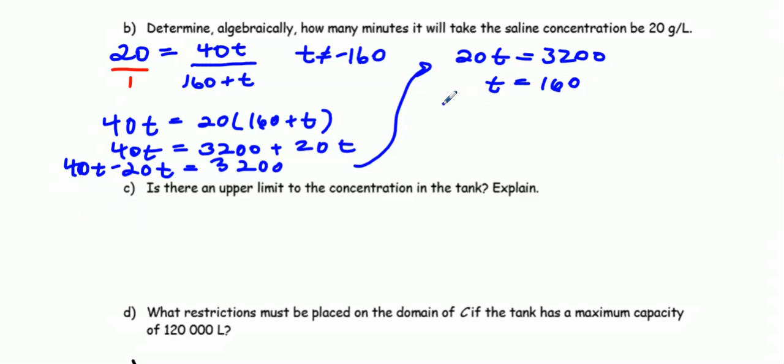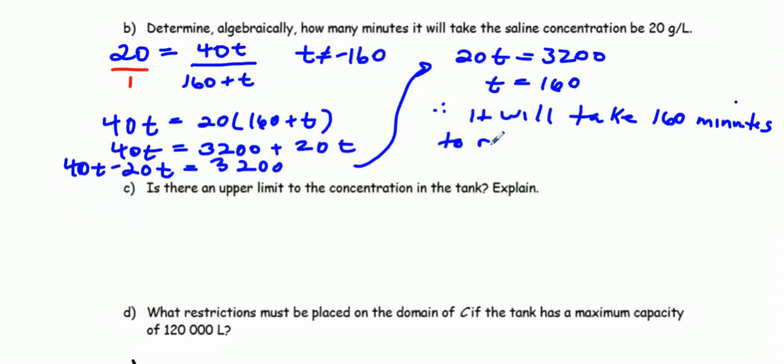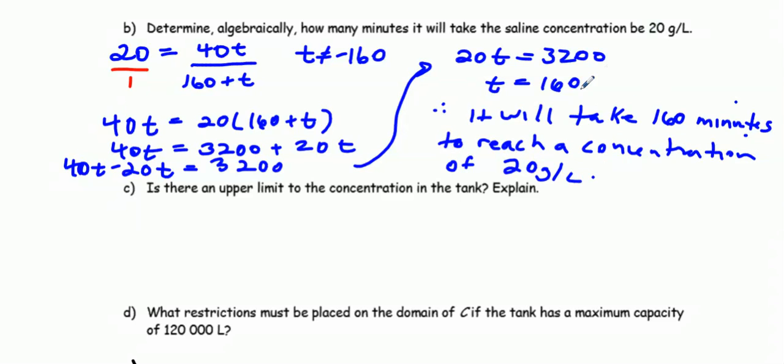T is 160, therefore it will take 160 minutes to reach a concentration of 20 grams per liter. Again, this is just more habit than anything, but we could just say T cannot equal negative 160, just so that we have revisited that restriction to make sure this one's okay.